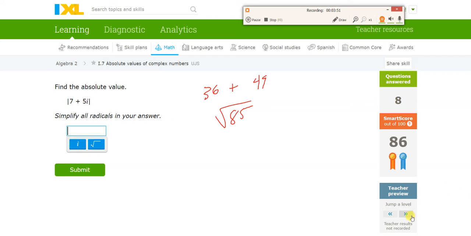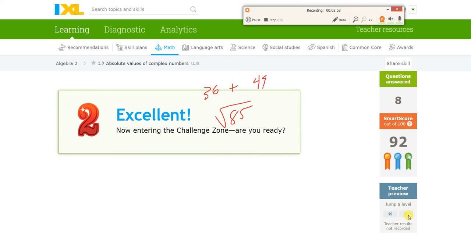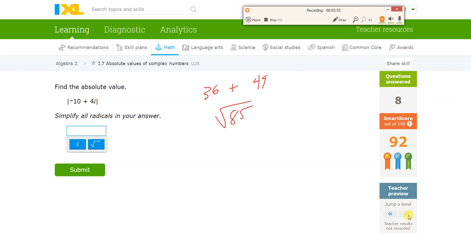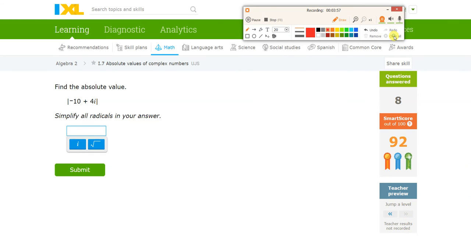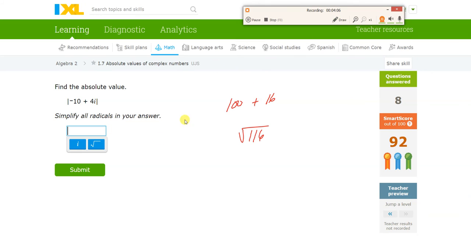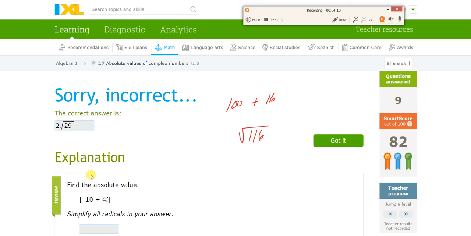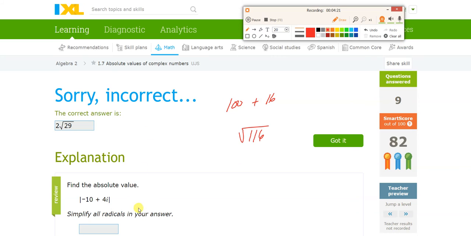And there's no way to make these more challenging. Even if I go to the challenge zone, what? How is this more challenging? It's not. 10 squared is 100, 4 squared is 16, 116, the square root of 116. Done. Nope. Oh, Mr. Barr. Yes. Okay, I guess it doesn't get more complex. I have to simplify that down, and I did not do that because it wants it simplified.